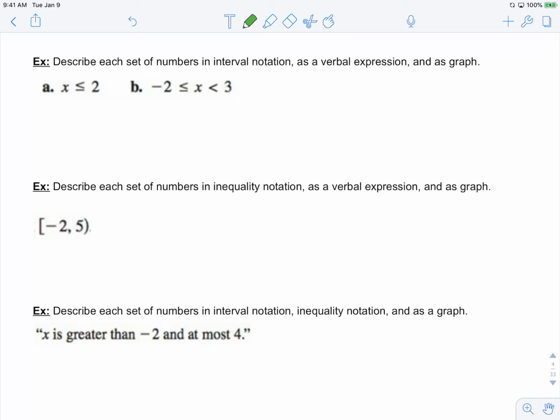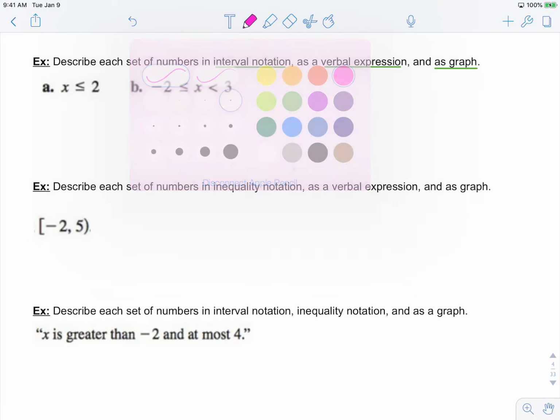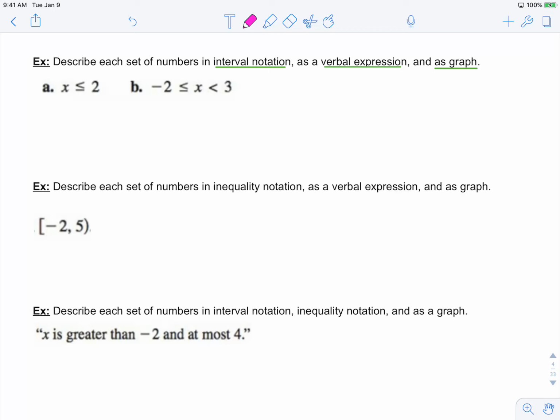Now we want to describe each set of numbers in interval notation, as a verbal expression, and as a graph. So we should have 3 solutions for each. So first, interval notation. X is less than or equal to 2. So I know that we're going to go all the way down to negative infinity and up until 2. Remember, we cannot equal infinity, negative infinity, because it's an idea. But since we're equal to 2, we can do a bracket.